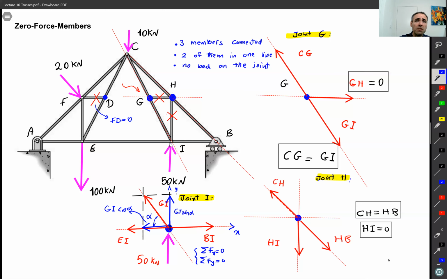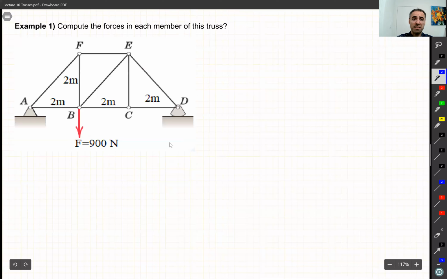You start with each individual joint. You imagine that if it is a 0 force member, that's invisible, and then you continue. Okay. Now, with this long introduction, let's solve one example together. So I let you guys read this one and see how we can approach it.